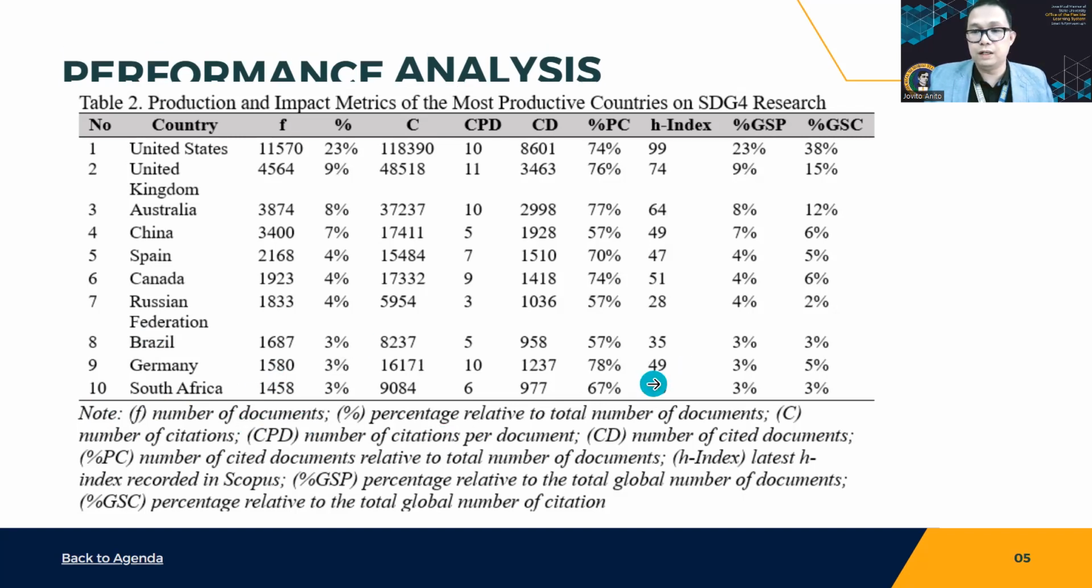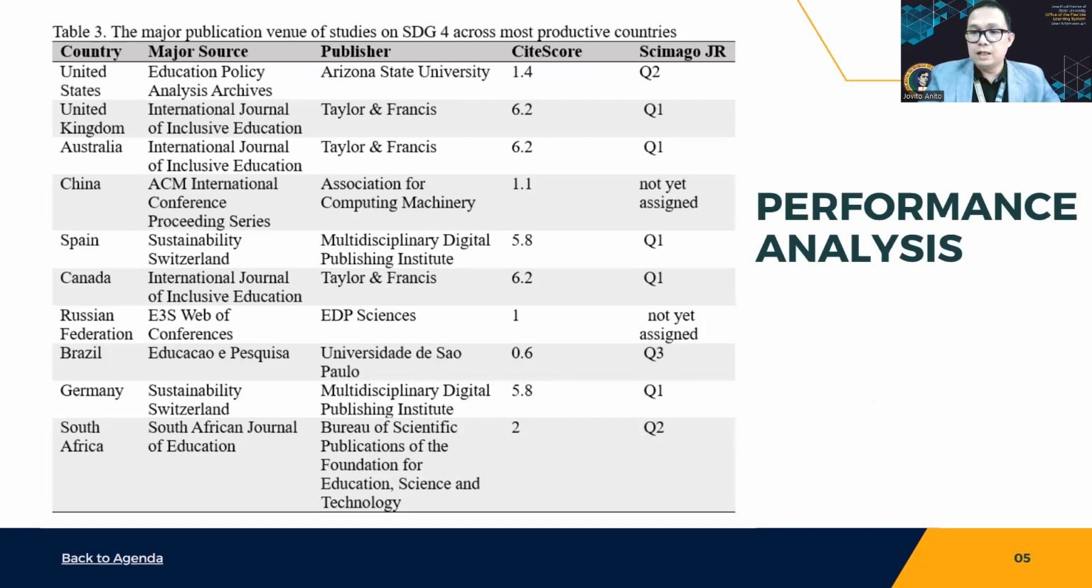And I'd like to move now to the publication venues of these documents. In the United States, studies are published mostly in Education Policy Analysis Archives, published by Arizona State University, which is in quartile 2, a high quartile journal. In the UK, it's published in the International Journal of Inclusive Education at Taylor and Francis, which is at Q1.